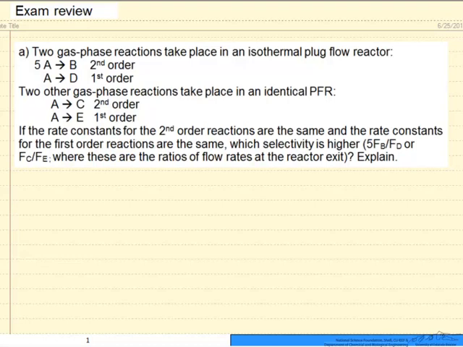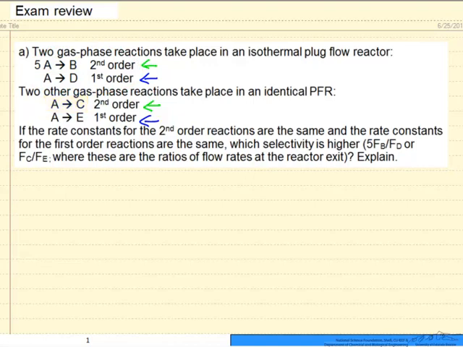So the reactors are identical, and the rate constants for the second order reaction here are the same as the rate constants for this reaction. And then the rate constants for this reaction are the same as the rate constants for this reaction. And the only difference between these two systems is that in the first reactor, 5 moles of A reacts to 1 mole of B, whereas in the second reactor, 1 mole of A reacts to 1 mole of C.